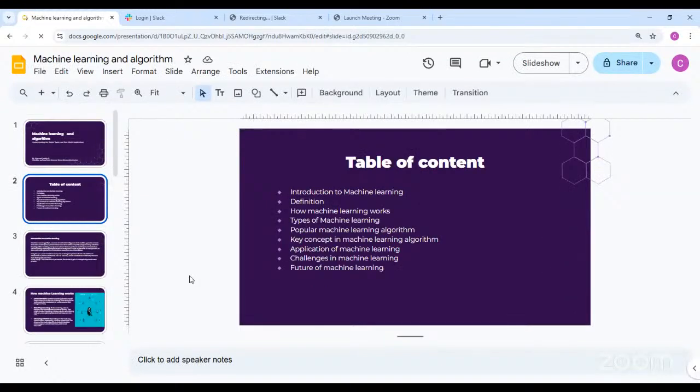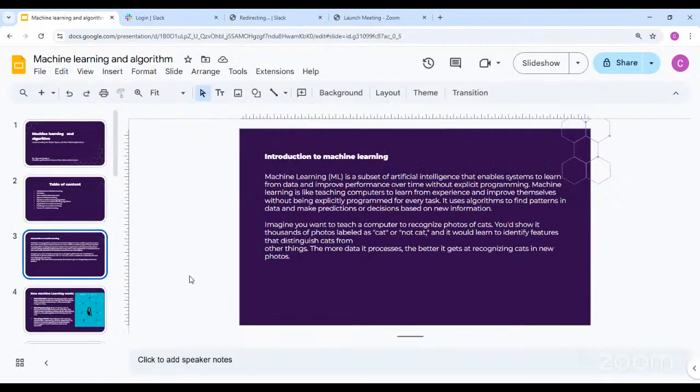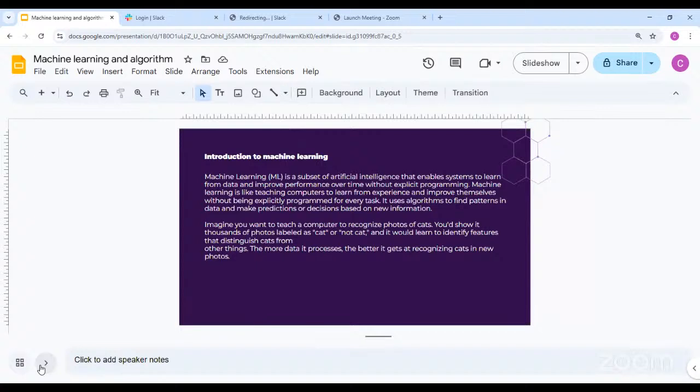let's look at the introduction to machine learning. Yeah, please make it full screen. Click on slideshow and make it full screen. All right. Okay. So machine learning is a subset of artificial intelligence.